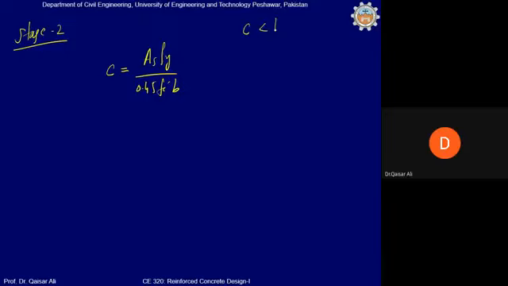It will be definitely less than h by 2 because now at this stage you will be cracking in the bottom and the neutral axis depth will shift toward the top. So it will be less than h by 2. So qualitatively you know that c will be less than h by 2. This is what is called qualitative mechanics. But quantitatively you have to calculate this c from this relation.